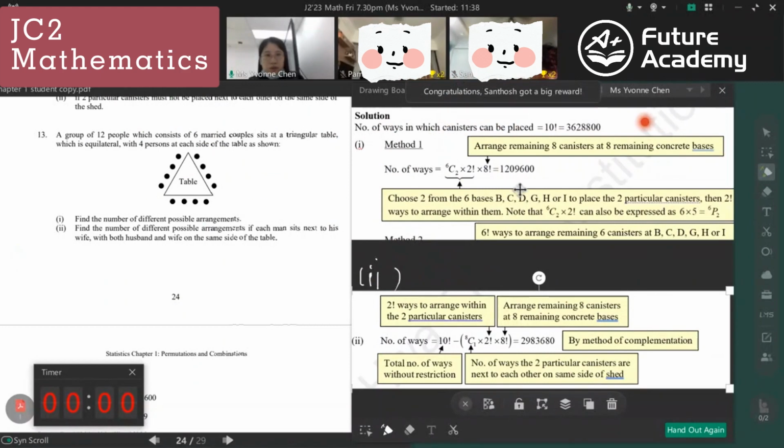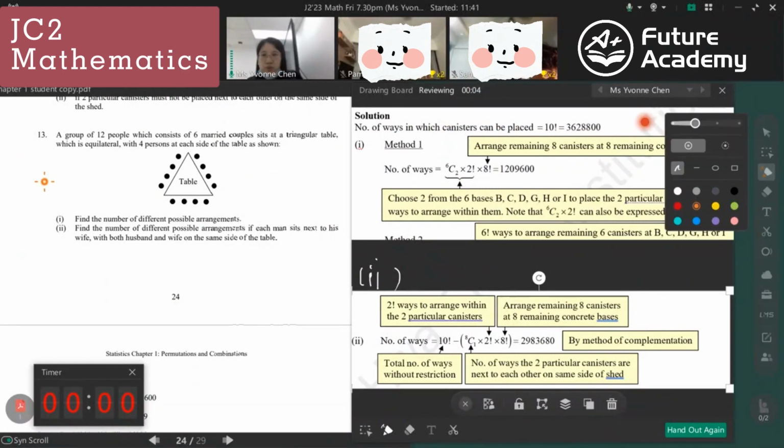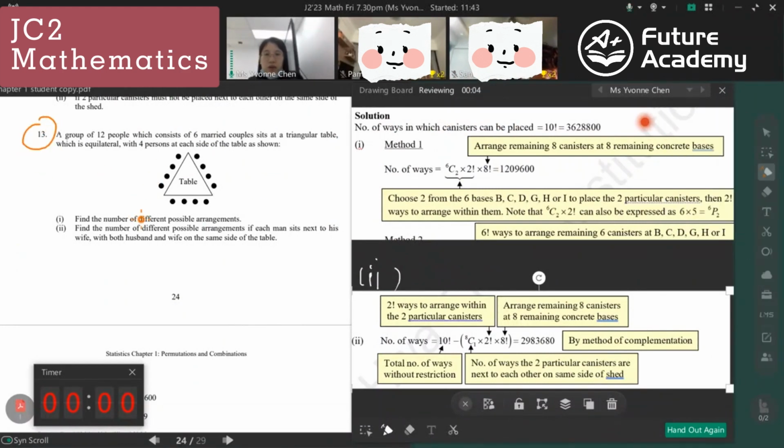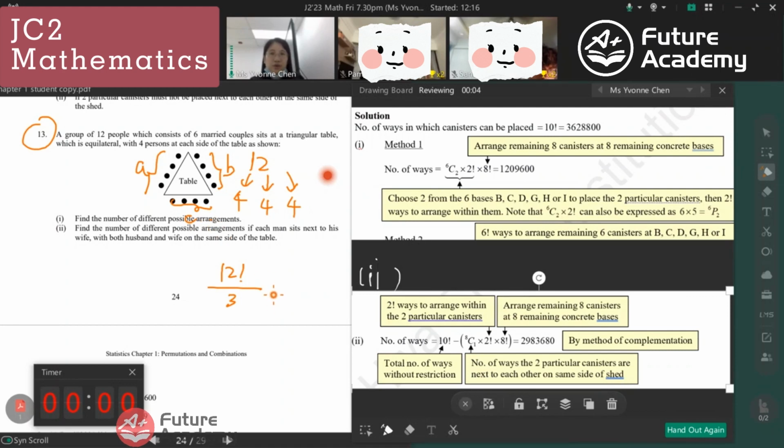For question 13, when we want to arrange the 12 people without restriction, it is like putting the 12 people into 3 groups. Each group will have 4 persons. So how many ways are there? We'll be doing 12 factorial divided by 3, because the ABC sides, as we call them, are actually the same. So we should divide by 3 to avoid double counting.